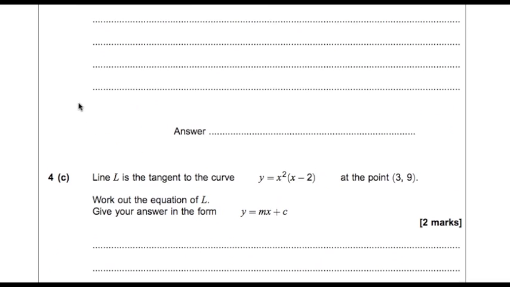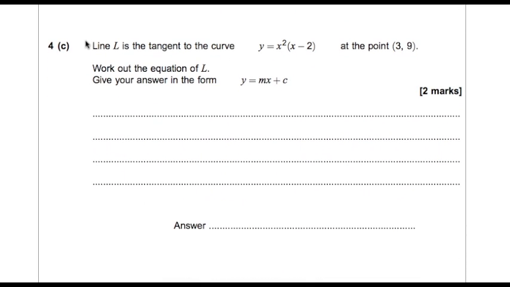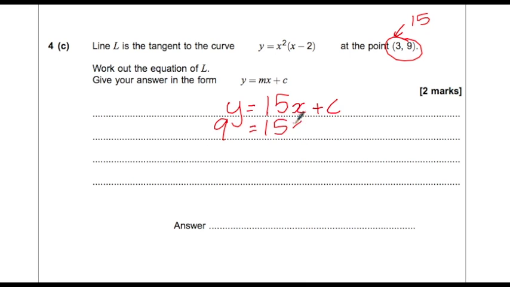And part C, right, line L is the tangent to the curve at the point (3, 9). So we've already worked out that dy by dx was 15 here. And they want us to work out the equation of L in the form y equals mx plus c. So because we already know the gradient, then we know y equals 15x plus c. So that's what the whole part B was doing for us. And then to find c, we can use the fact that when x equals 3, y is 9. So we can say 9 equals 15 times 3 plus c. So 9 equals 45 plus c. So c will be minus 36, I want to say.